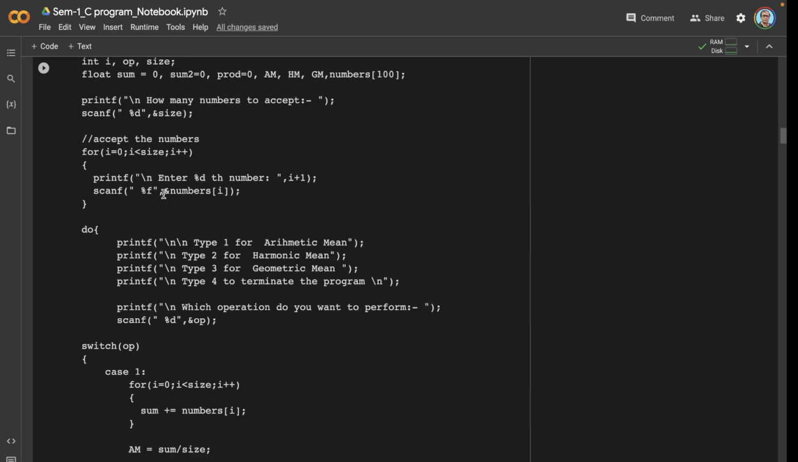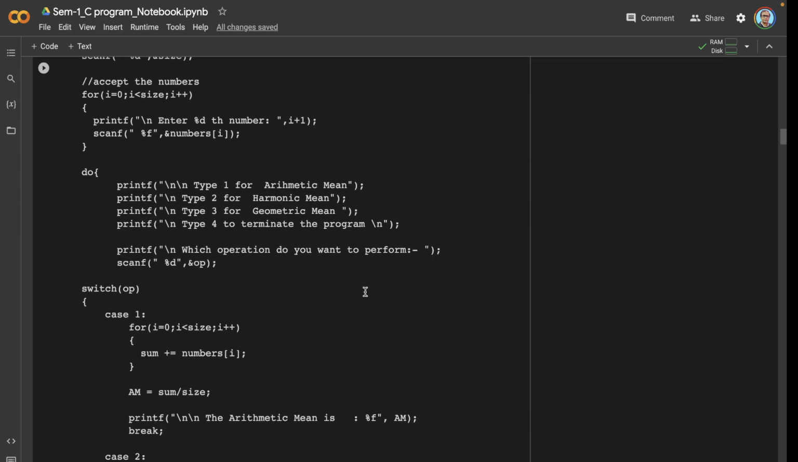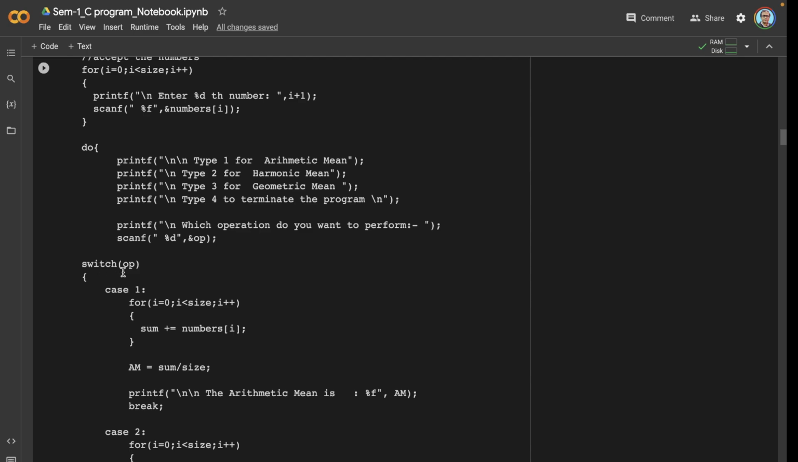Then enter the numbers, first number, second number, up to 10th number, and do printf: type 1 for arithmetic mean, type 2 for harmonic mean, type 3 for geometric mean, type 4 to terminate the program. Here we use the switch option. Which operation do you want to perform? Scan op operation. So either you can put 1, 2, 3, 4 according to choice, arithmetic mean or harmonic mean or geometric mean or terminate the end of the program.